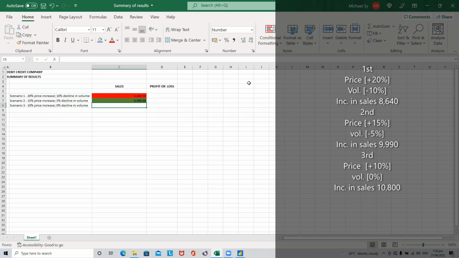For scenario three, which has a 10% increase in price, but with no expected decline in volume, it is at 10,800. As you can see here, scenario three has the highest sales compared to the other two scenarios.